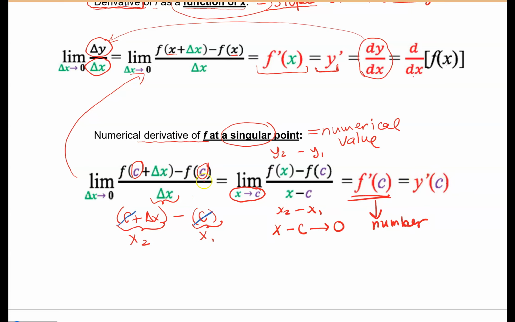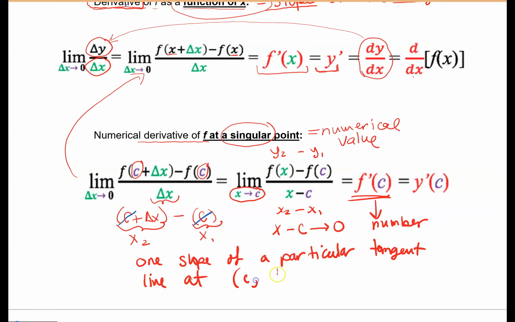These are all synonyms and can be used interchangeably, and they all refer to one particular derivative value at one particular point on the graph, which is one particular slope. This would equal one slope of a particular tangent line. A line tangent to the slope of f at the point c, comma, f of c.